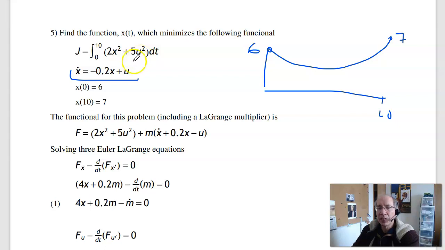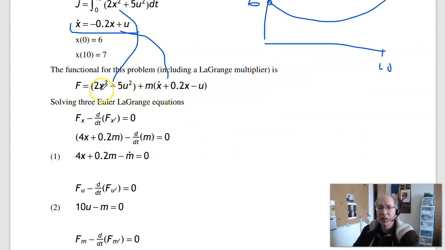Now to do that, I set up my function. Here's my functional, plus a Lagrange multiplier times my constraint. So now I have x, m, and u. The path that satisfies that satisfies 3 Euler-Lagrange equations. Take the partial with respect to x, and I get 4x plus 0.2m. Partial with respect to x dot gives you m. Now take the full derivative. This is the first equation that must be satisfied.